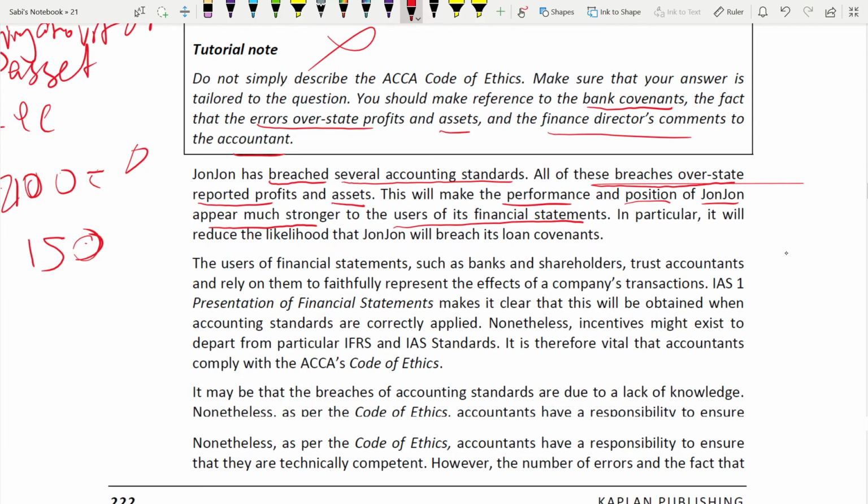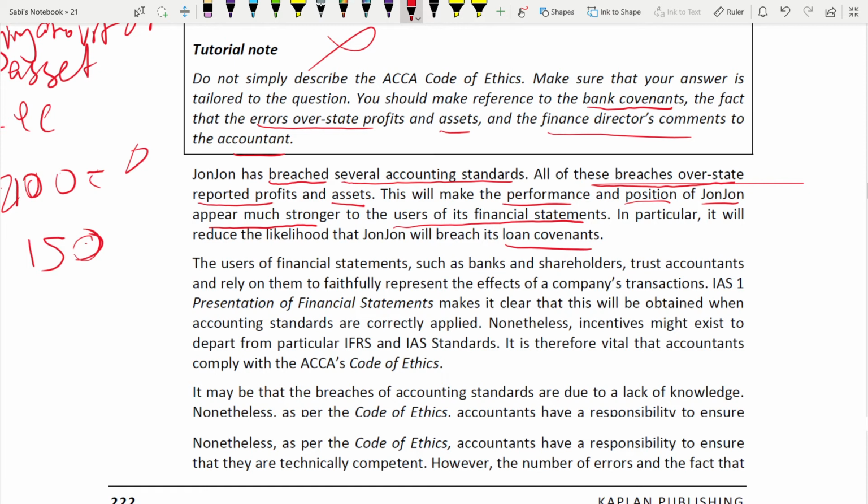So in particular, it will reduce the likelihood that Johnson will breach it. Remember to bring everything back to the loan covenant or debt covenant. What would happen to this? Whether they will breach or not. Everything you have to bring back to this only, because the whole ethical issue is on this one thing: whether they are breaching the debt covenant or not.